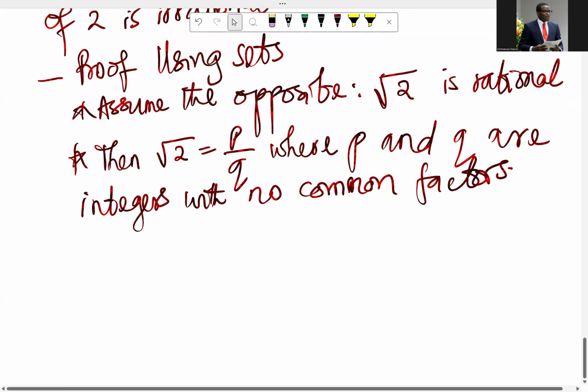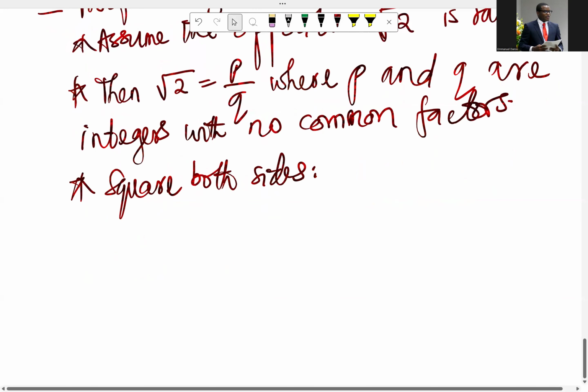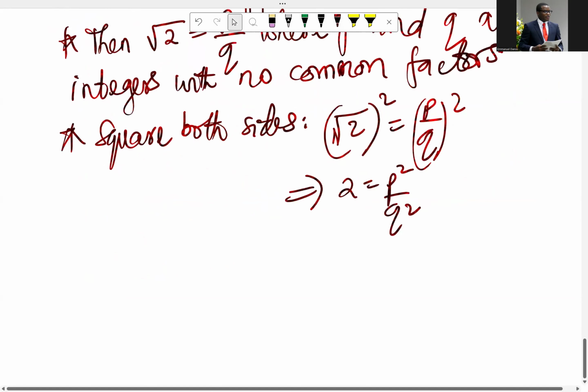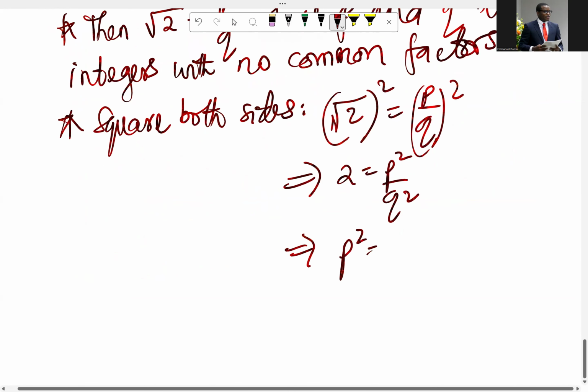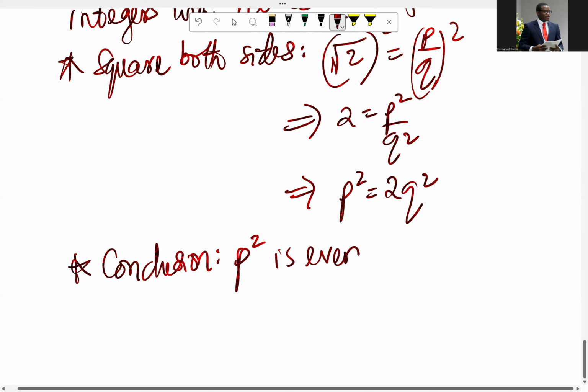If that is the case, we can square both sides. Square root of 2 all squared equals p over q all squared. That implies 2 equals p squared over q squared, which in turn gives p squared equals 2q squared. So what's the conclusion now? You see that p squared equals 2q squared, so the conclusion is that p squared is even.